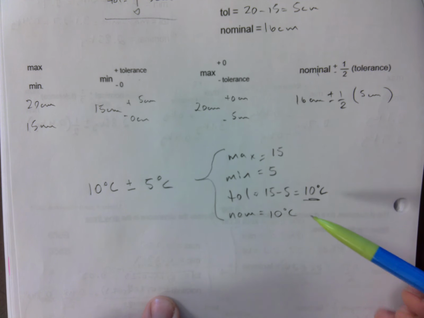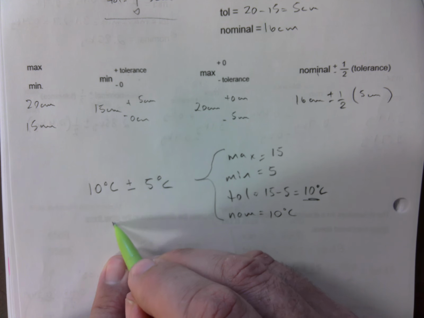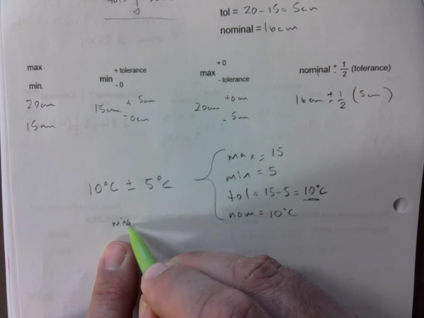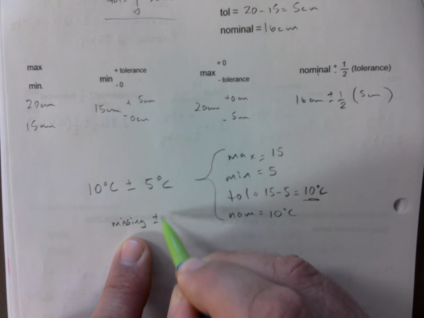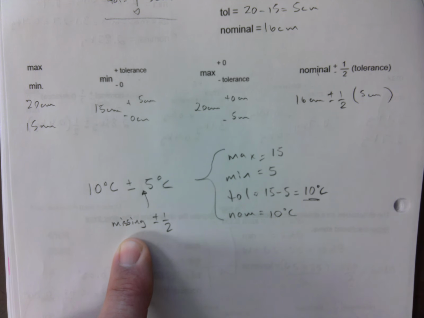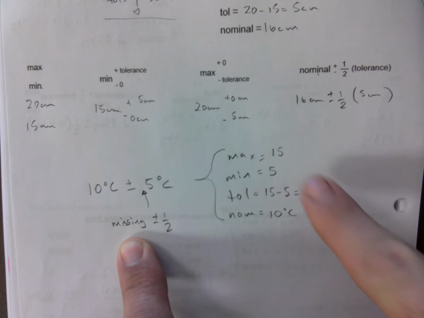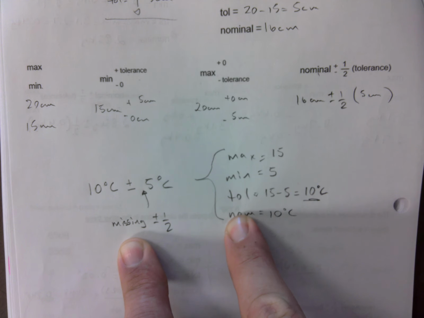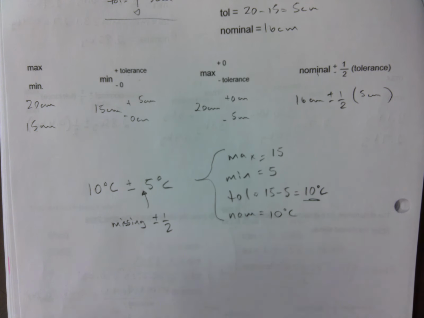And in this case, it happens to be the same as before. So it's missing the plus or minus 1/2, right, in there. But don't worry about it. Just make sure you do these 4, and you'll be safe. Okay, it'll work every time.